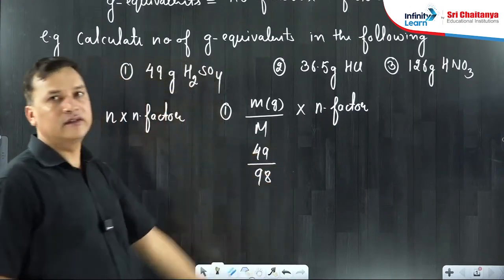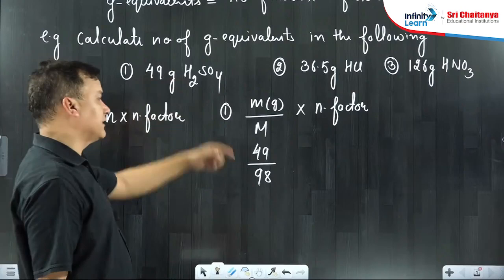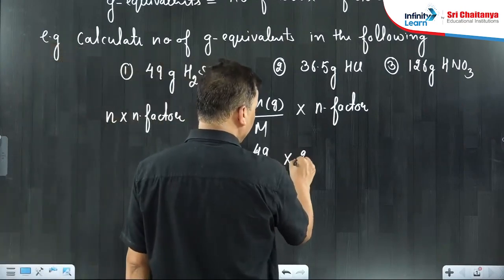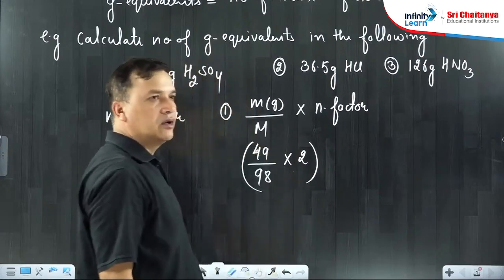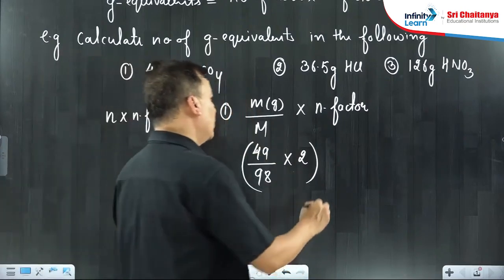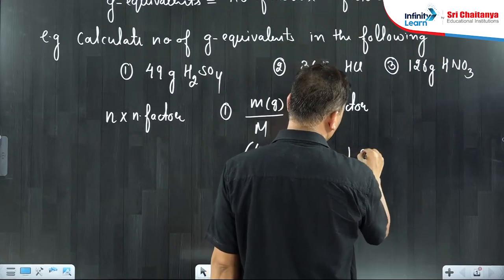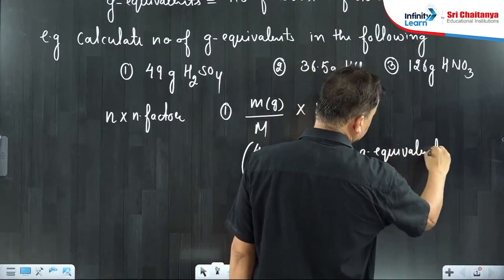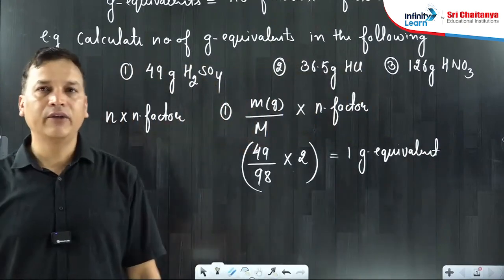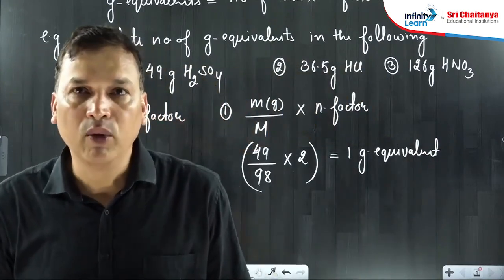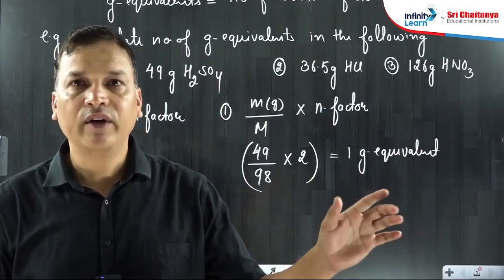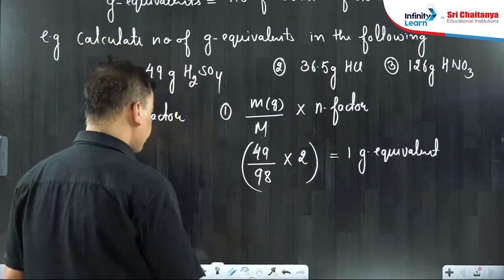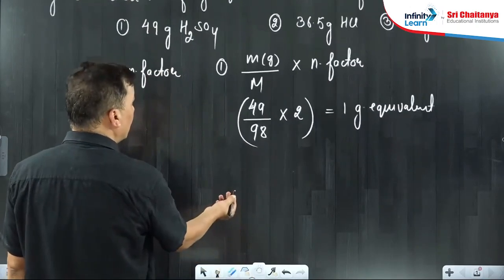98. 98 is the molecular mass of sulfuric acid. And what about the N factor of sulfuric acid? No one responding, please respond. So how many gram equivalents are there? That is equal to 1 gram equivalent. You got it or not? Means, dear friend, if we have to convert number of moles into gram equivalent, we have to multiply with the N factor. Is that clear?